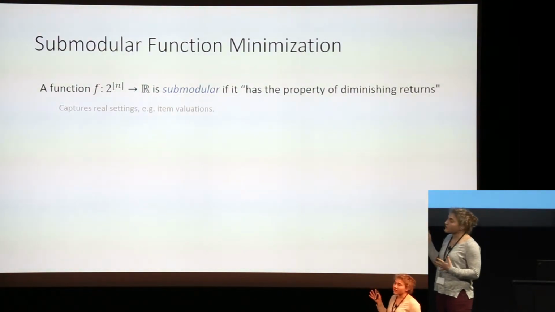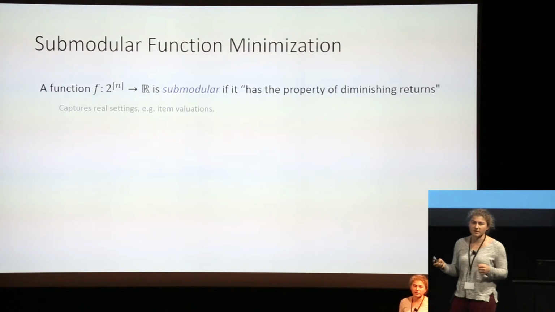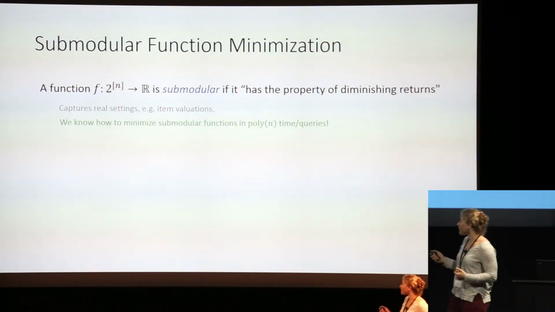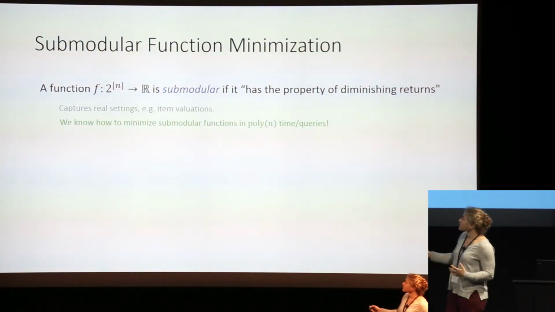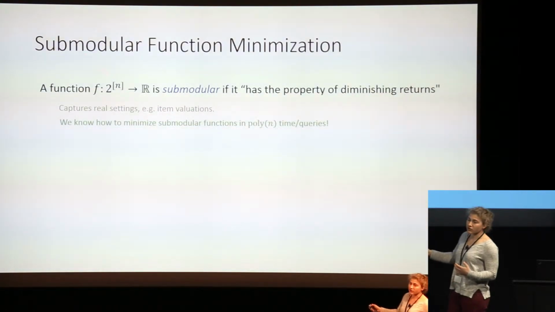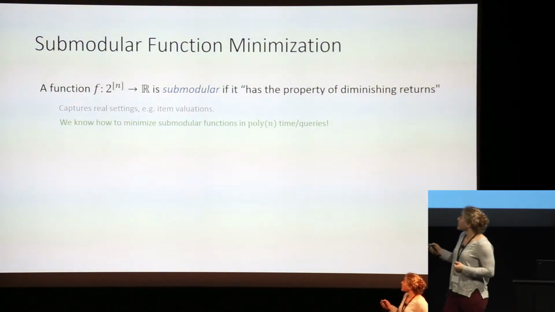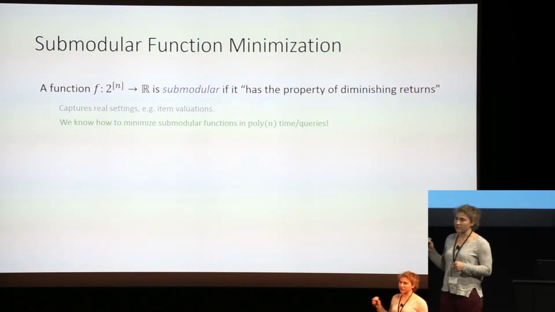So for one thing, they capture many real settings, such as maybe item valuations for bidders in an auction. Also, something that's really great about them is that we actually know how to optimize them efficiently, right? So I have this discrete function over an exponential size space, but actually, it's known how to minimize such a function using only polynomial in n time and queries, right?